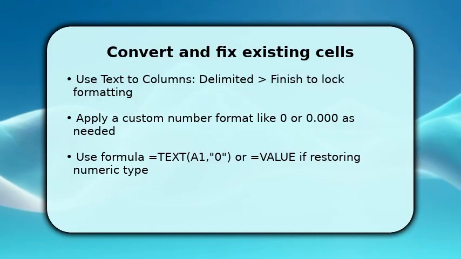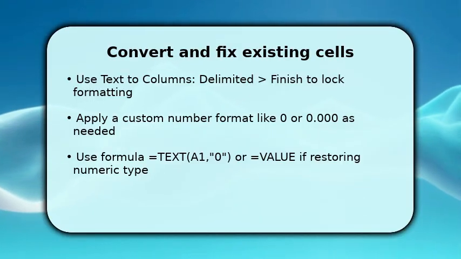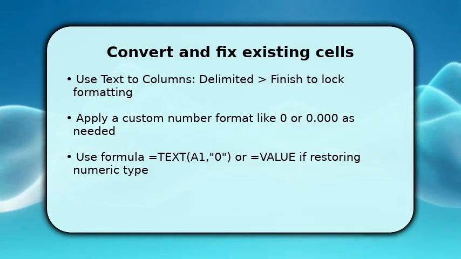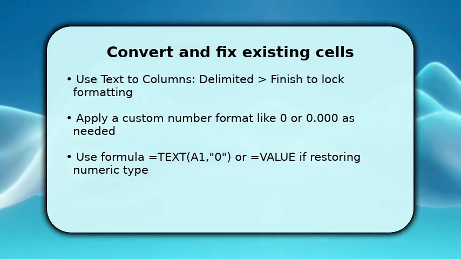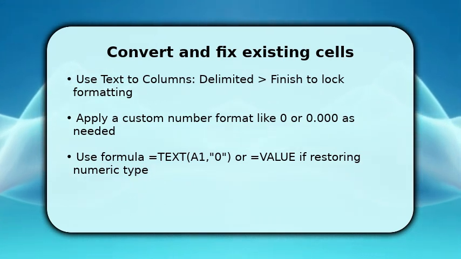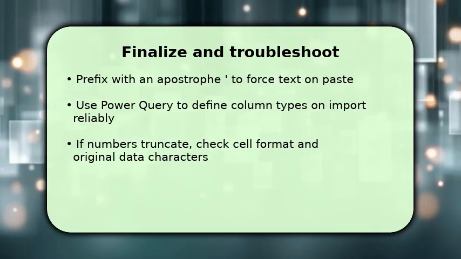For precise control, use formulas: =TEXT(A1,"0") to get a text representation, or =VALUE(). If you need numeric results after cleaning any stray characters like commas or spaces, finish by locking your chosen format and testing with new data.